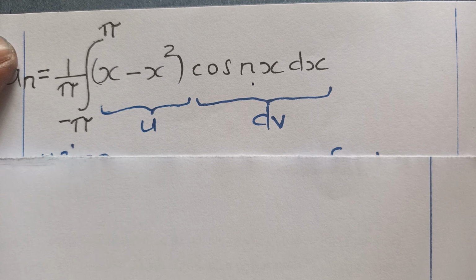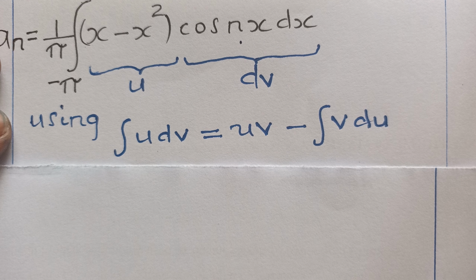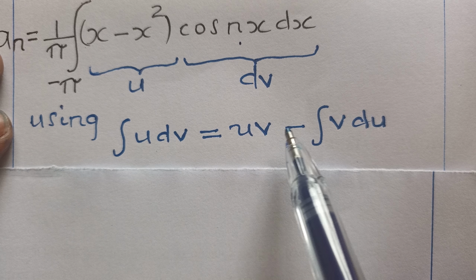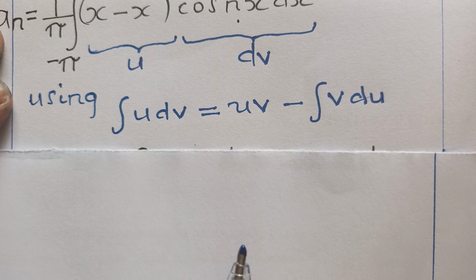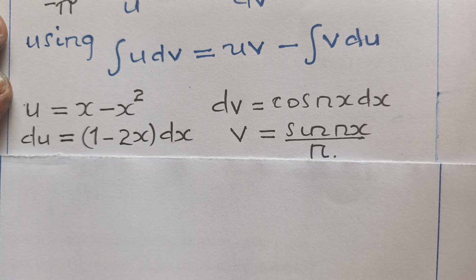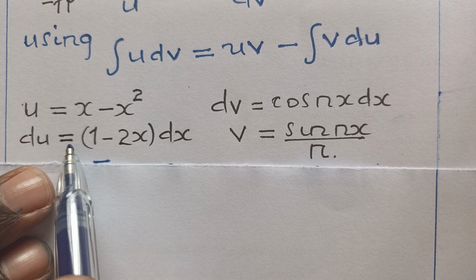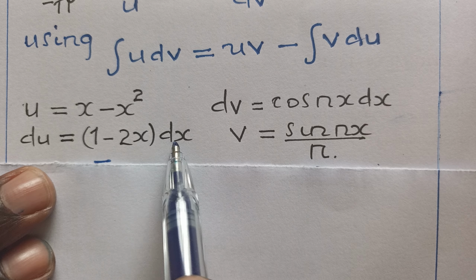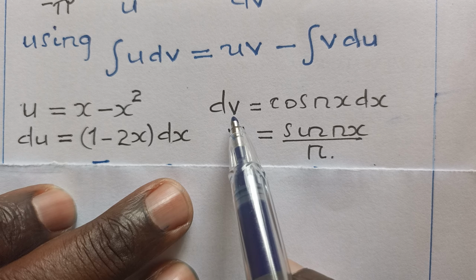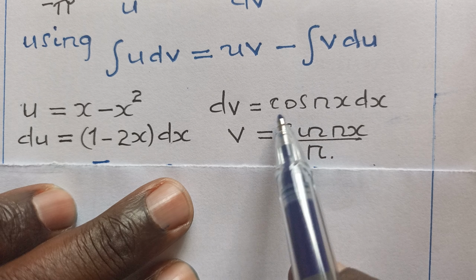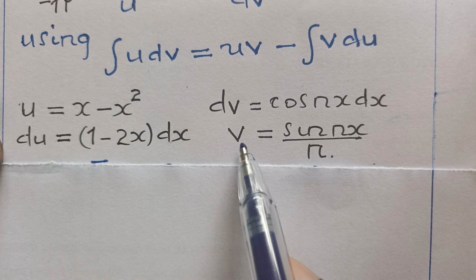After we do that, guys, we come and use the integration by parts formula, which is that. So what we are going to do, guys, we now differentiate first of all the u, so that we have the du, which is here. We have u, then du is equal to 1 minus 2x dx. The dx was formerly here, I brought it here. Guys, we come and integrate this function. When you integrate that, you get sine nx all over n. So this is our v.